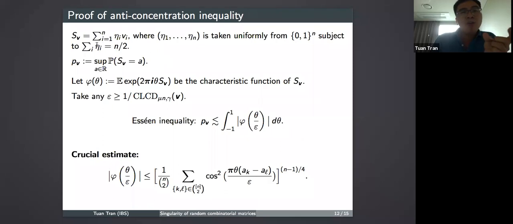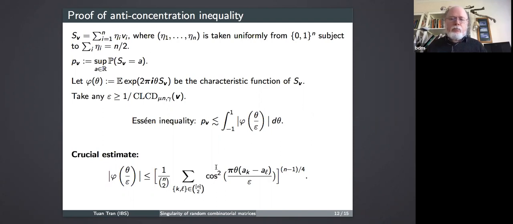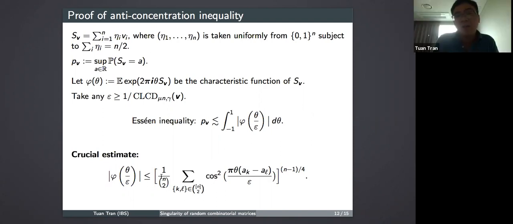But now in our model, the coordinates of eta are not independent. The sum of the eta_i is n half. So it becomes harder to estimate the right hand side. And so the key new estimate is this upper bound on the characteristic function. My proof for this upper bound is maybe 7 pages long, so I would love to see a short proof for this upper bound.